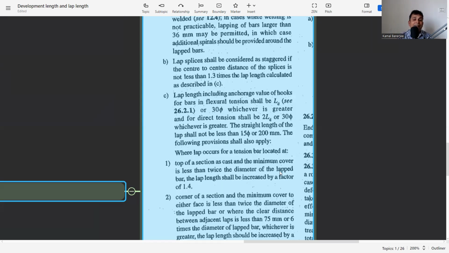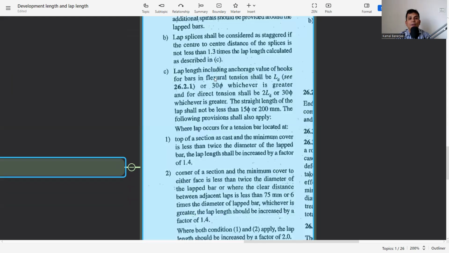We need to stagger that. And what is the staggered diameter? That is not less than 1.3 times. So we need to mention that the lap or splices should be staggered and it should be minimum 1.3 times, but that also should be in the splice zone itself.